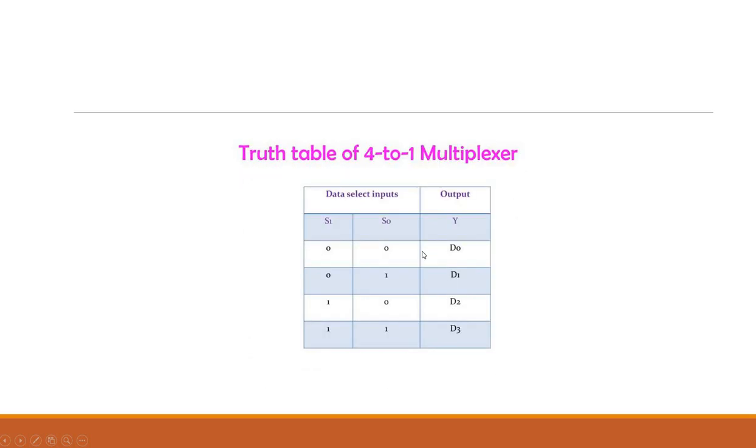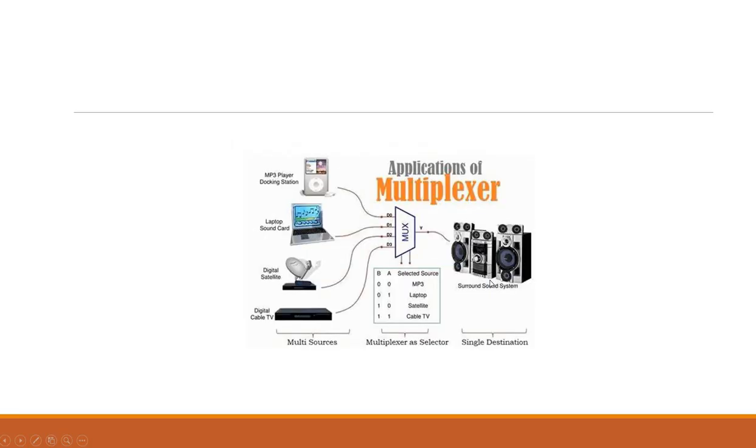So this is the truth table of the 4 to 1 multiplexer. As usual, if S1 is 0 and S0 is 0, the D0 input is selected. If S1 is 0 and S0 is 1, the D1 input is selected. If S1 is 1 and S0 is 0, the D2 input is selected. If S1 is 1 and S0 is 1, the D3 input is selected as output.